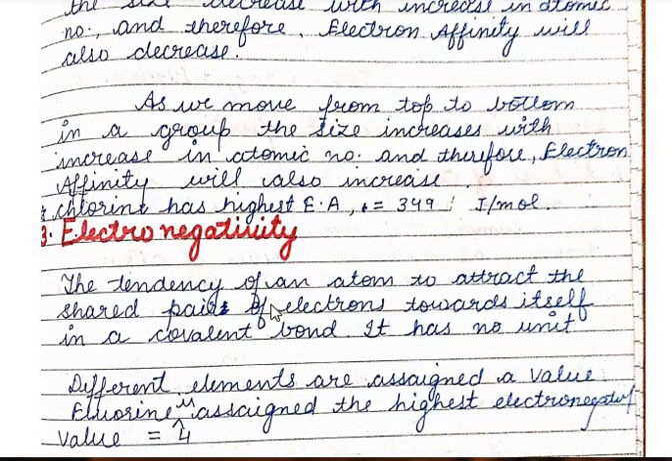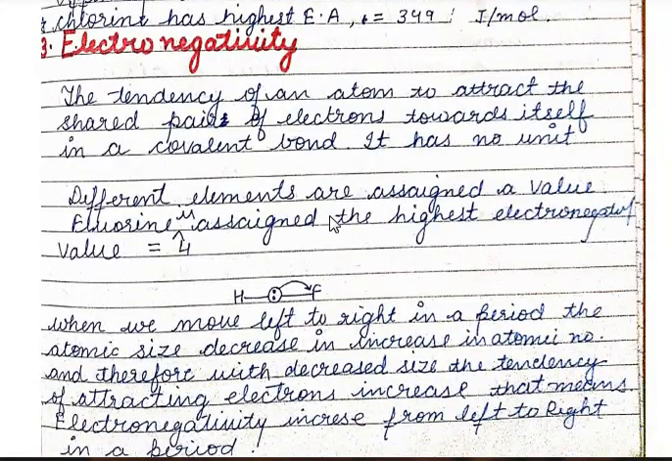It has no unit. Different elements are assigned a value. Chlorine is assigned the highest electronegative value, which is equal to 4.